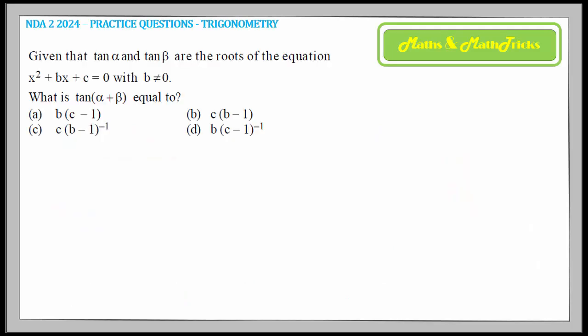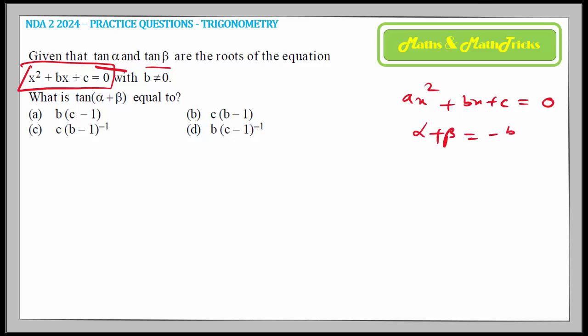So this is the question on trigonometry where you know that tan alpha and tan beta are the roots of this quadratic equation. Whenever you have such a question, do not forget the concept of quadratic equations, wherein you have the relationship between roots of an equation and the coefficients. If alpha and beta are the roots of ax square plus bx plus c equals 0, then the sum of the roots is minus b by a and the product of the roots is c by a.